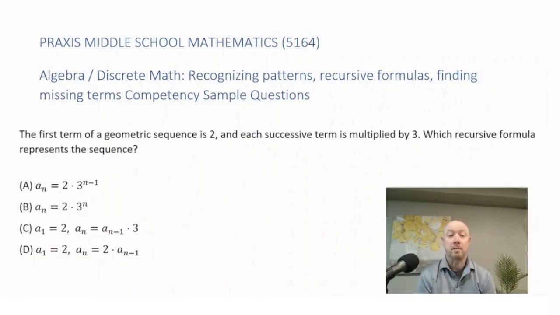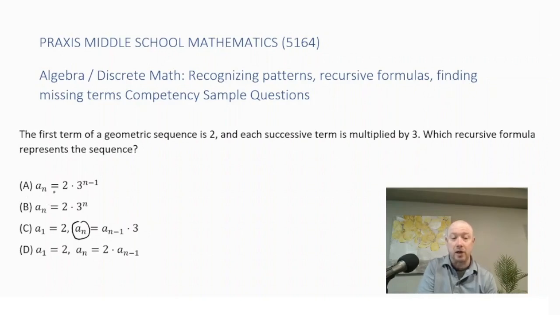The first term of a geometric sequence is 2, and each successive term is multiplied by 3. Which recursive formula represents the sequence? All right, the first thing I can do is eliminate some of the choices. Choices A and B are not written in recursive form. For recursive form, we have to have a relationship between the next value in the sequence compared to the previous. So C and D are actually written in recursive form. A and B are not.